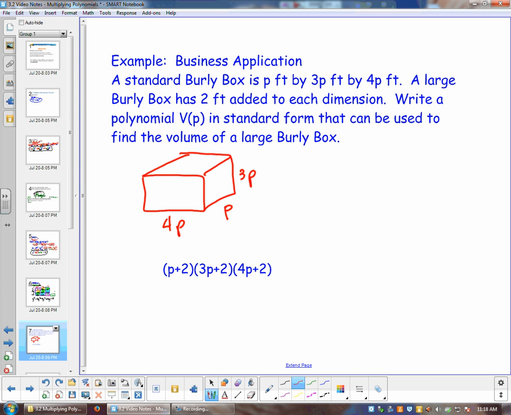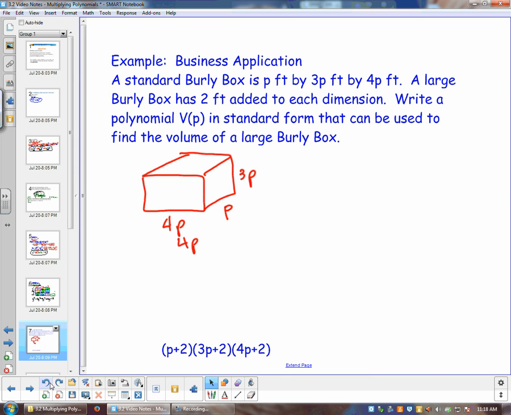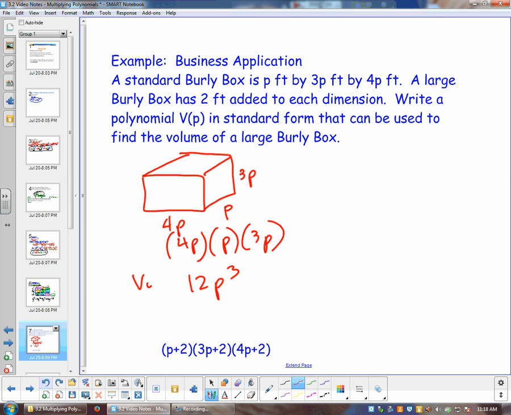So I know that we could figure out the volume of this box by just taking length times width times height. So it'd be 4p times p times 3p. So the volume would be 12p to the third. That would be our volume for this.